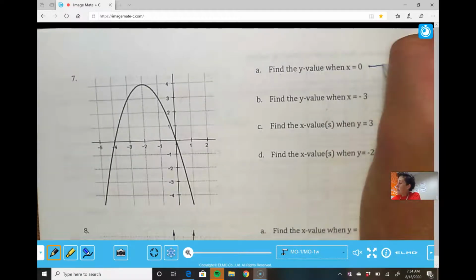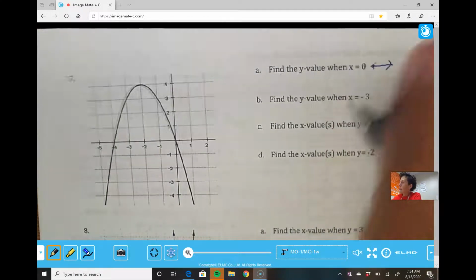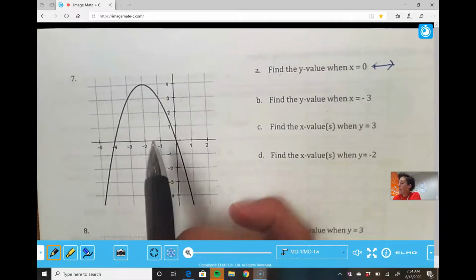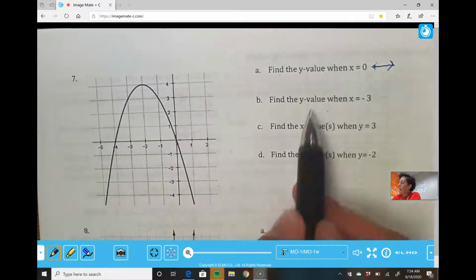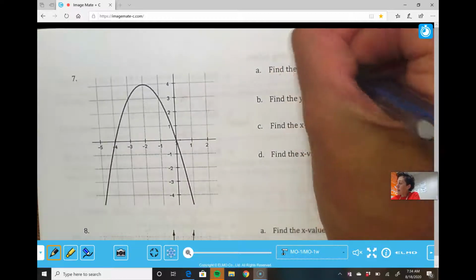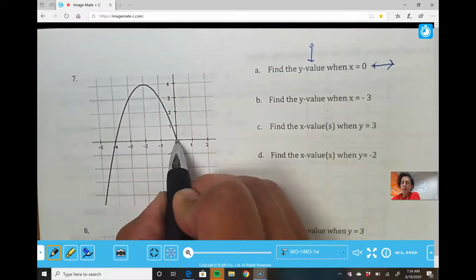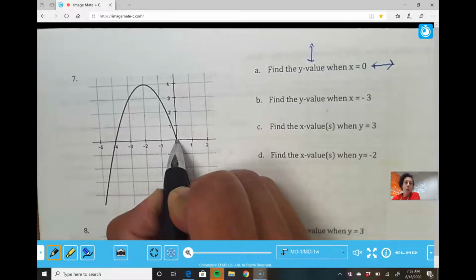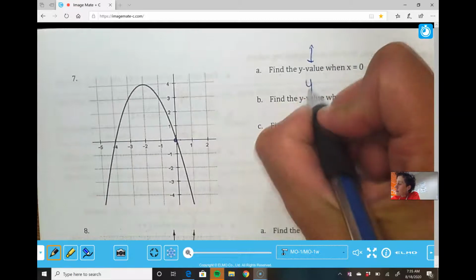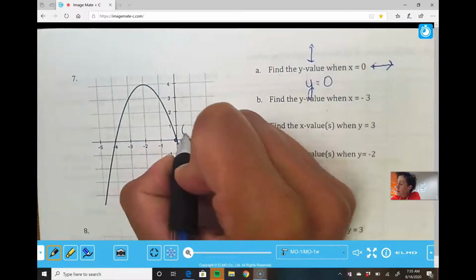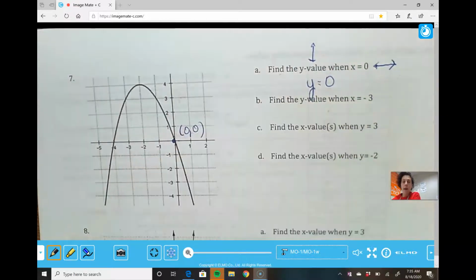Again, when anything is 0, it's a little tricky. So x, we're supposed to move left or right. So since it's 0, I'm not going to move left or right. Instead, to find y, I need to move up or down. And as it turns out, when x is 0, I don't need to move up or down. I'm actually already on the graph. So for this one, y is 0. This point is when x is 0, your y is 0.